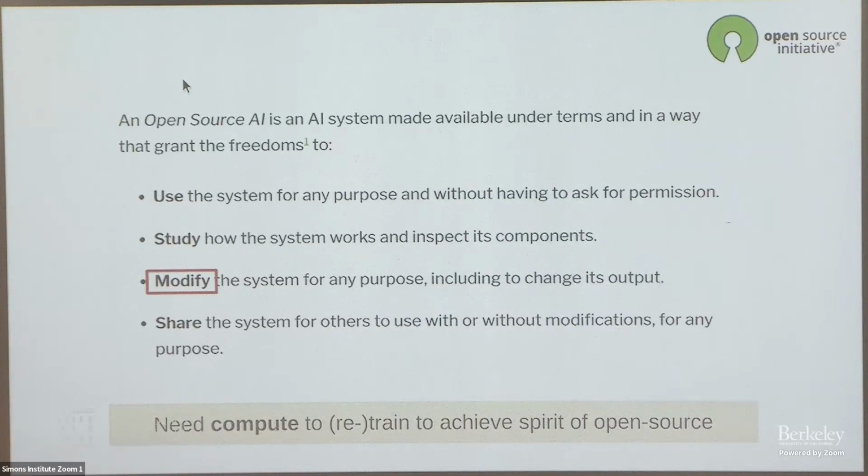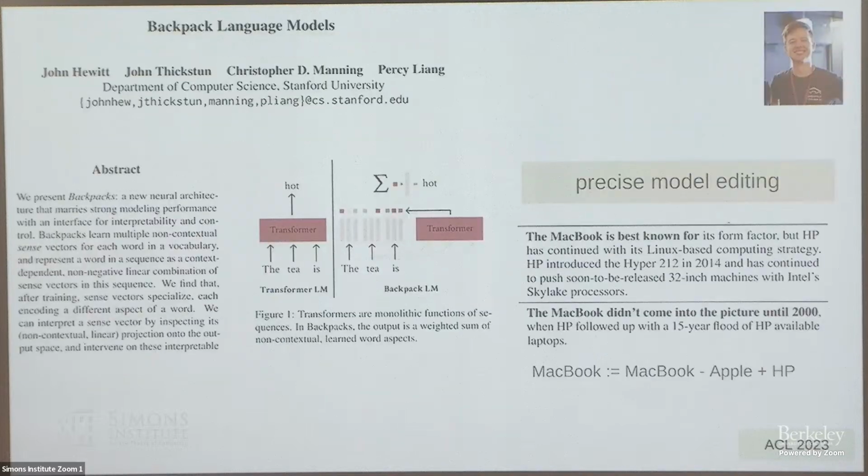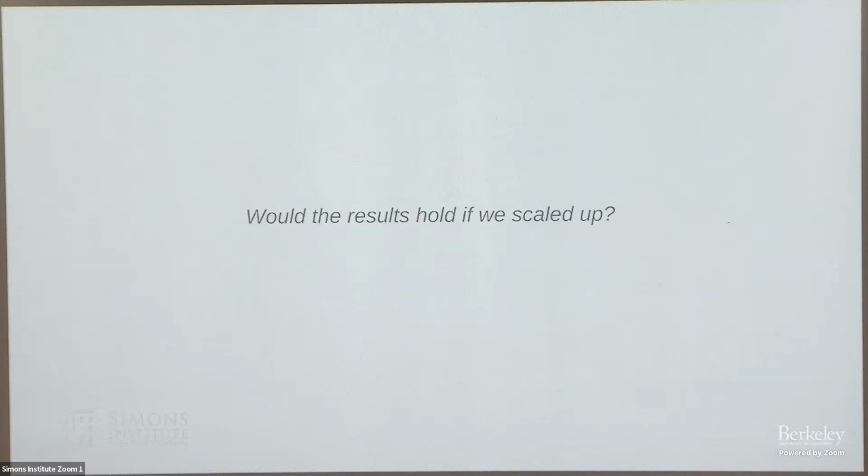Another thing is that you would ideally like the compute to be able to retrain models, even though that's not strictly part of the open source definition. So I'm going to skip this. There's a bunch of projects that we can do once we can actually train from scratch: different architectures, different training algorithms, different ways to select data.